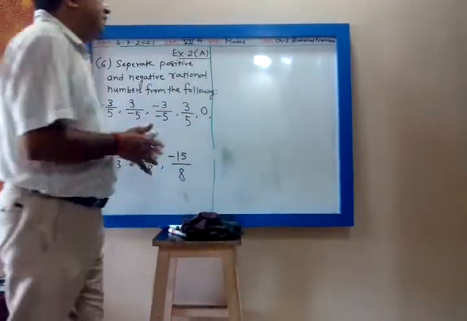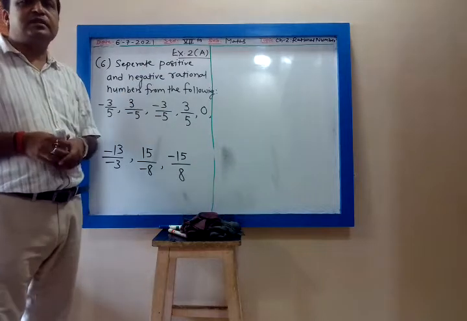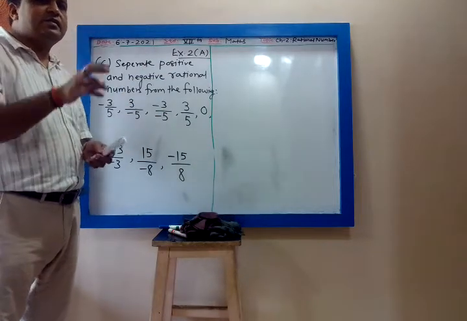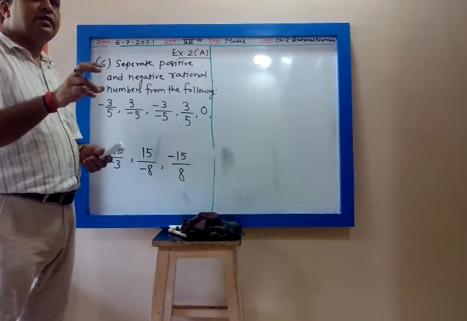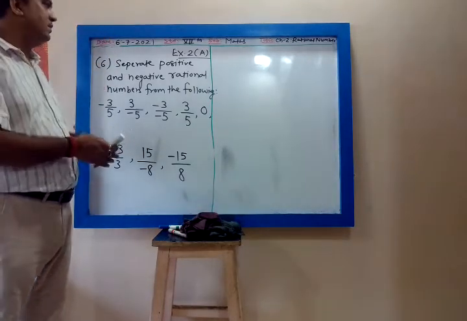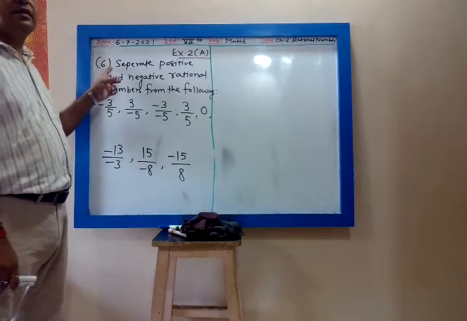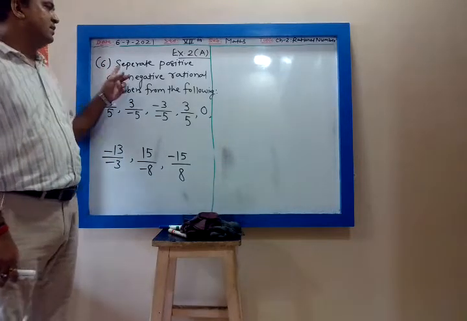So let us start this. We have started rational number. Any rational number is of the form a by b, numerator upon denominator. Now we have completed question number 5. Let us continue with question number 6.